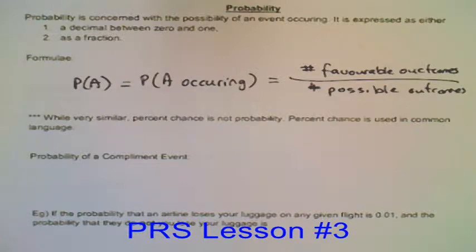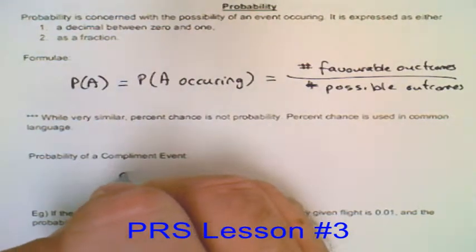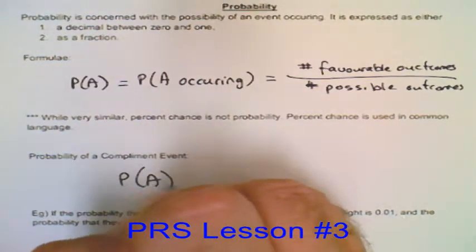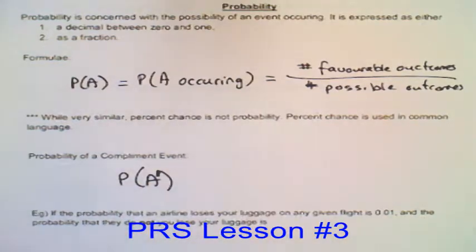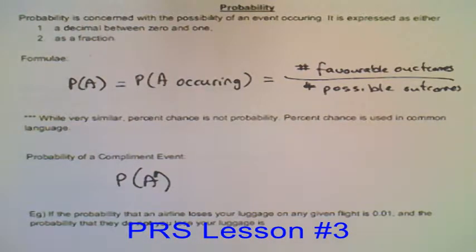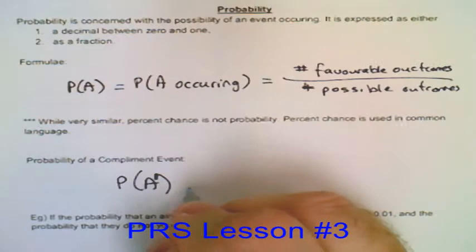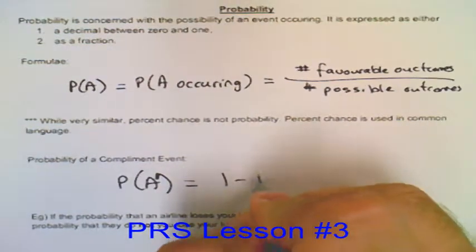Now, once again, we get to complement. If you remember, the complement of sets was whatever is not within this larger set. Well, the probability of a complement event is the probability of A prime. What's the probability that it doesn't occur? That's essentially what it is.